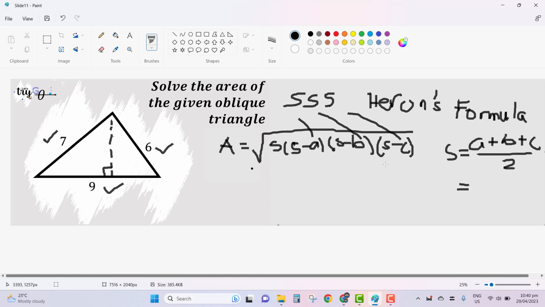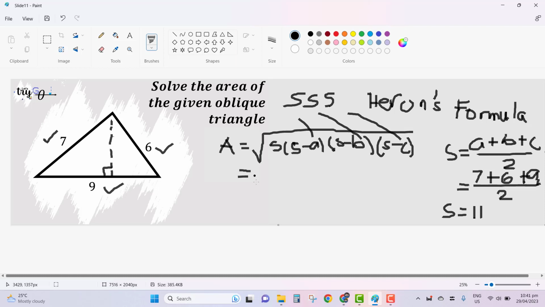So in this case, S can be computed as, let's say, A is 7, and then B is 6, and C is 9, over 2. So 7 plus 6 is 13, plus 9 is 22, divided by 2, we have here 11. Again, 7 plus 6 is 13, plus 9 is 22, divided by 2, 11. So this is the value of S, where we are going to apply the differences in solving the area of this given oblique triangle.